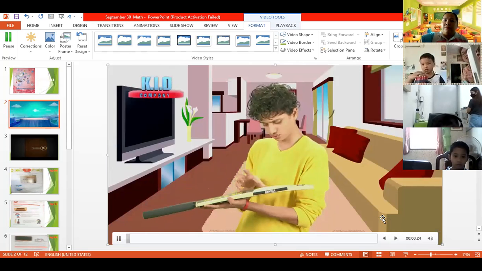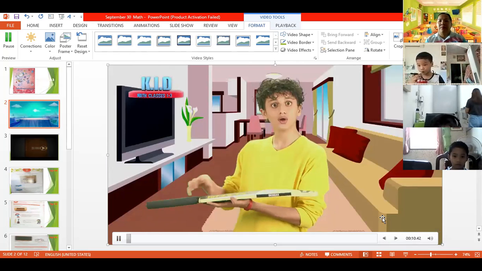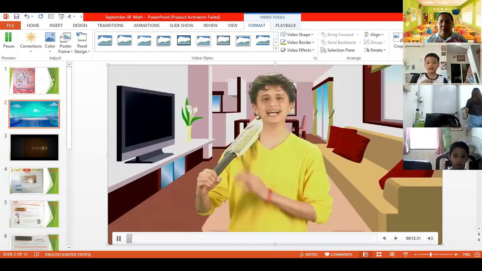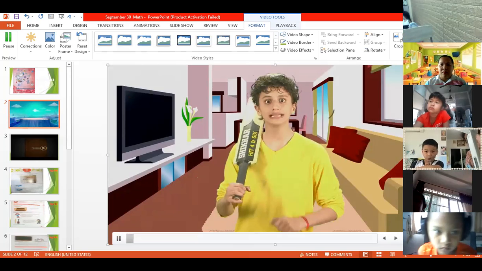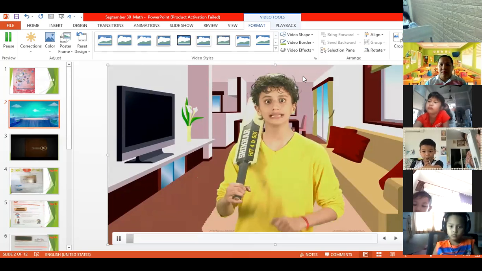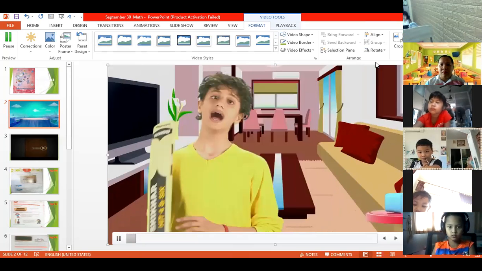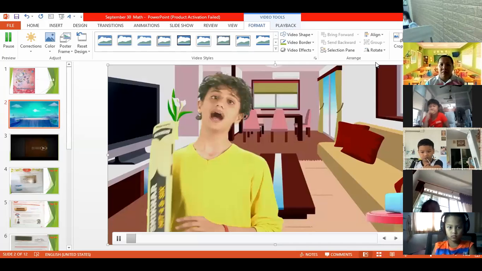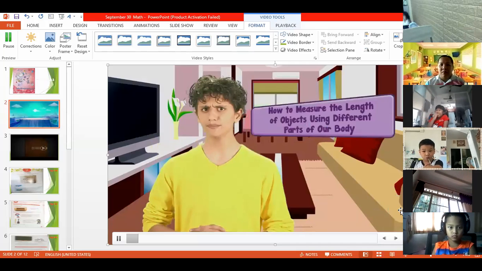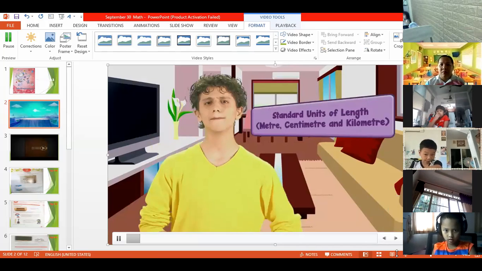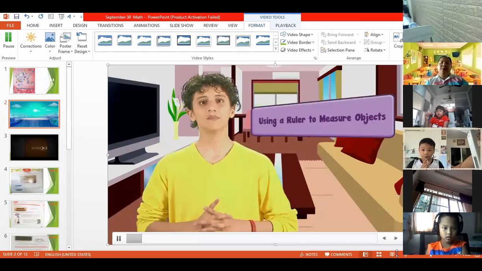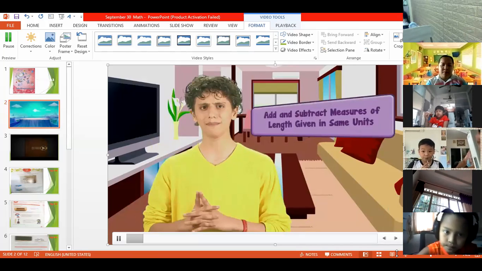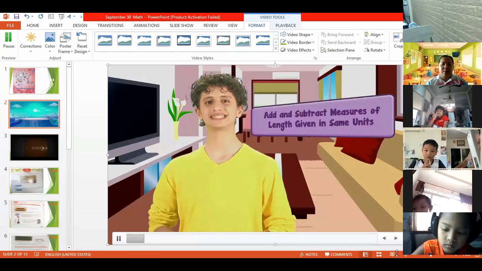One, two. Oh, hi. Actually, I am trying to measure the length of my cricket bat. But do you know, there are many other ways to measure too. Welcome to KID Company with Kabir, Isha and Dhruv. I am Azan and today we will learn about what is meant by length, how to measure the length of objects using different parts of our body, standard units of length, meter, centimeter and kilometer, using a ruler to measure objects, adding and subtracting measures of length given in the same units. So let's begin.